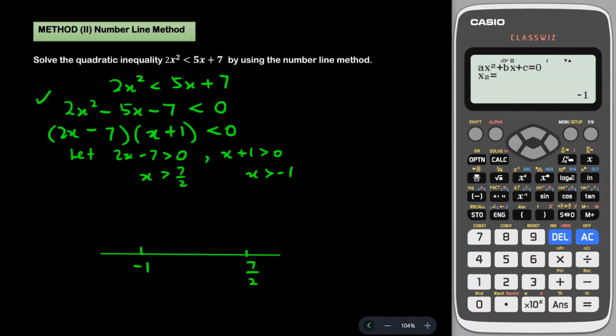So the first one is x more than 7 over 2. Which means that you draw a circle here because it's more than, it's not more than or equals to. So it's just a hollow circle. More than, go to the right. And then x more than negative 1. So here, move to the right.